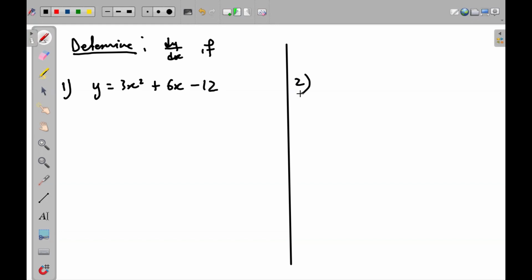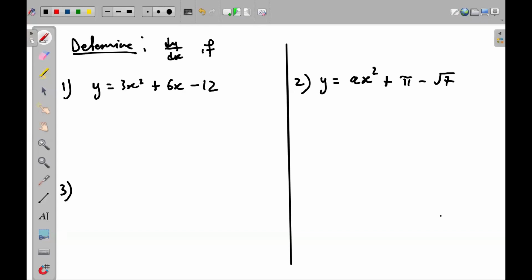Number two, same thing again, but here, I think I'll give you three problems. y is equal to, watch this now, a x squared plus pi minus square root 7.